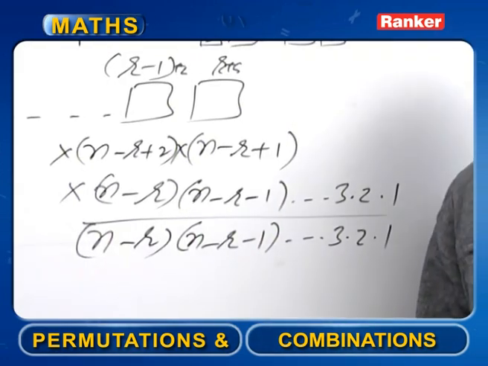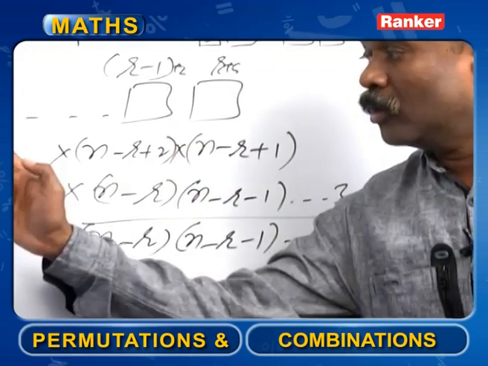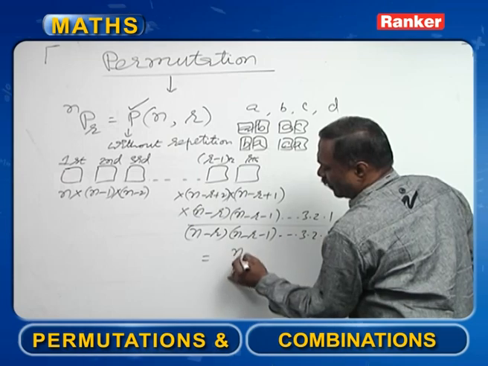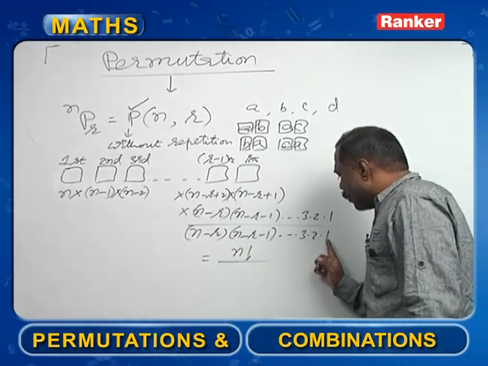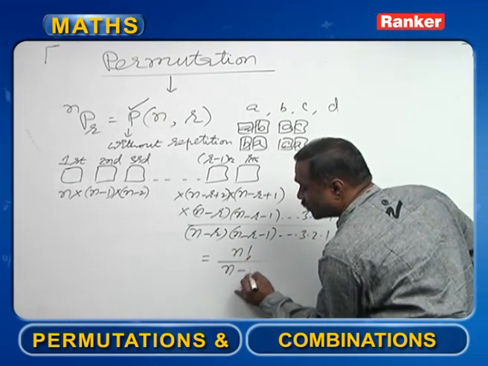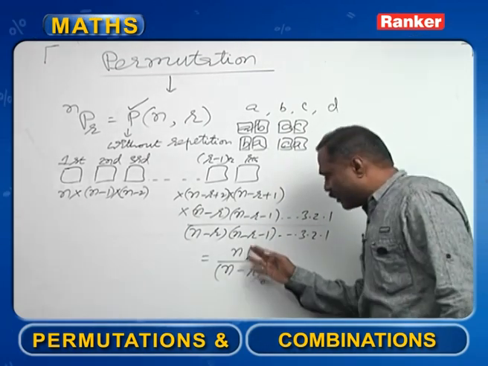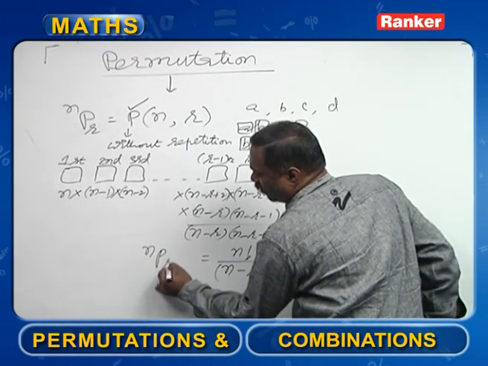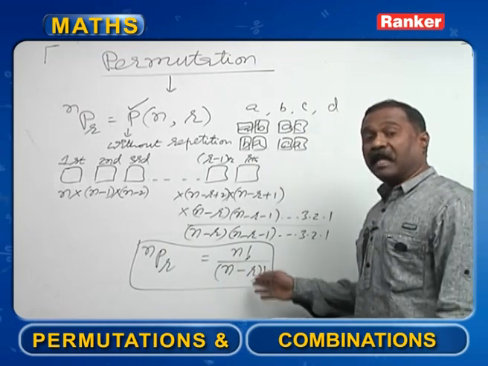Now, if you read the numerator, it is 1 into 2 into 3, and so on, into N minus 2 into N minus 1 into N, which is nothing but N factorial. Now, if you see the denominator, 1, 2, 3, and so on, up to N minus R, it is also a product, a consecutive product of N minus R numbers. It is nothing but N minus R factorial. So understand, the formula for a permutation NPR is nothing but N factorial upon N minus R factorial.